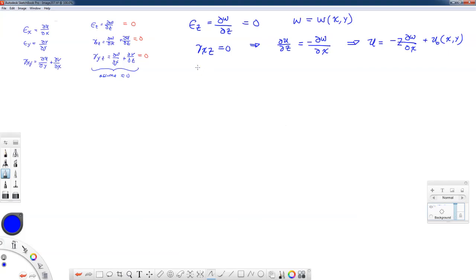And then the third one on the right hand side, gamma yz equal to 0, in a similar fashion here, implies that the partial of v with respect to z is equal to minus the partial of w with respect to y. Right, since w is not a function of z, we can integrate both sides and find that v is equal to minus z, partial derivative of w with respect to y, plus some function v naught of x and y.